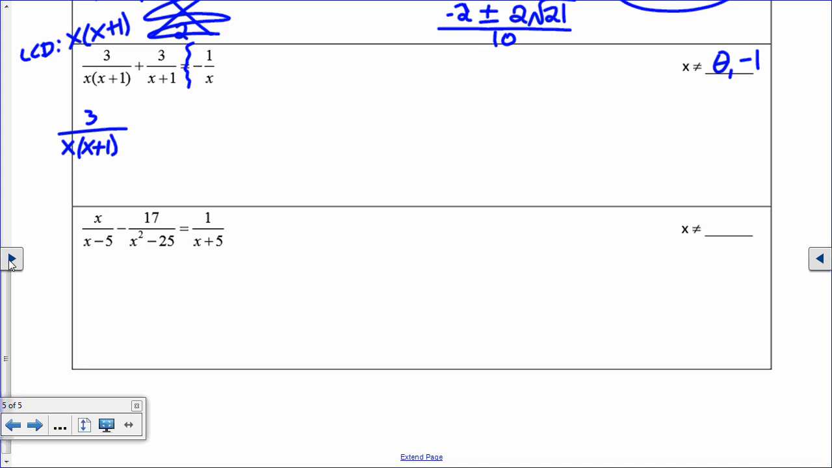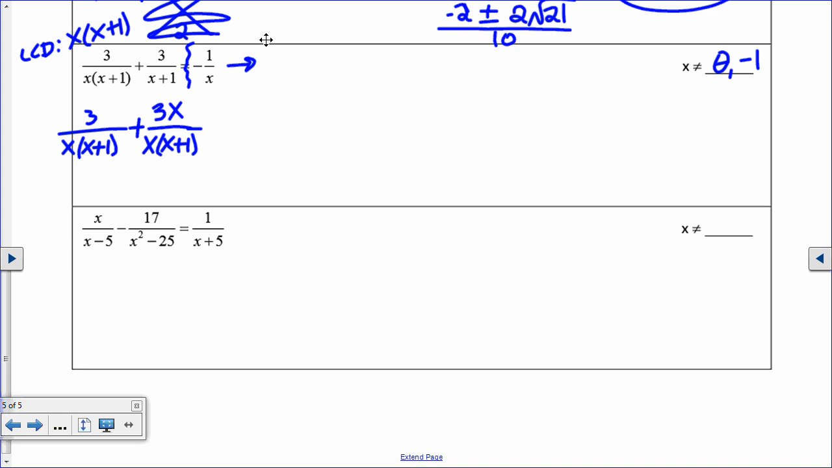But yeah, this one's missing the x, right? So I have to multiply top and bottom. Alright, and if I combine those together, what would it look like? What would it look like in the top?